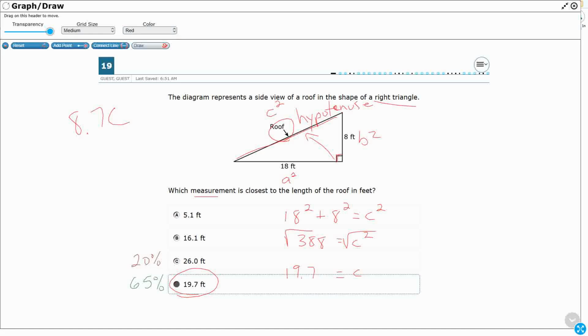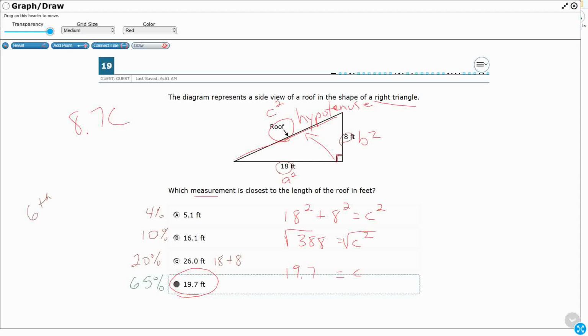20% chose C, 26 feet, and that's simply, look what we're doing here. We're adding 18 plus 8. So there's still 20% that have no idea what to do, but they took two numbers and added and thought that was it. And then we're getting 10% on 16.1, and then we're getting 4% on 5.1. There are ways to get that, but that's pretty close to statistical noise.